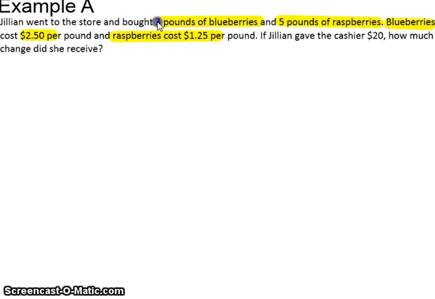And then it says if Jillian gave the cashier $20, so I want to go ahead and circle this $20. She gave the cashier a $20 bill, and then how much change did she receive? Remember to always underline your question.